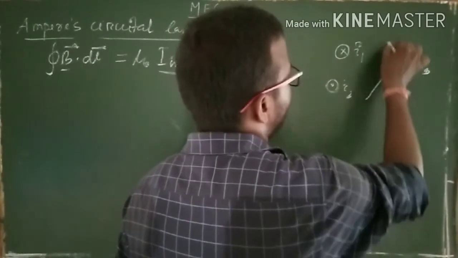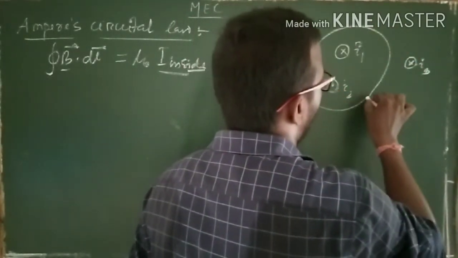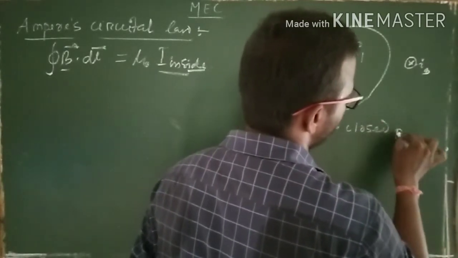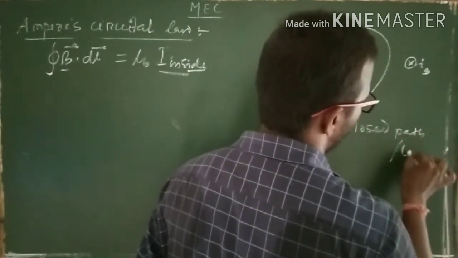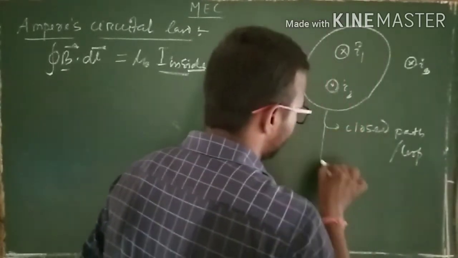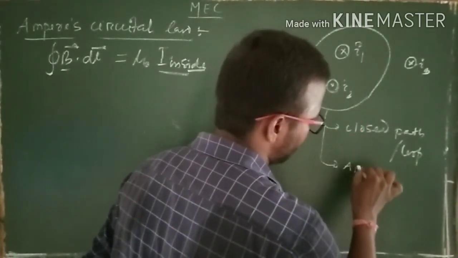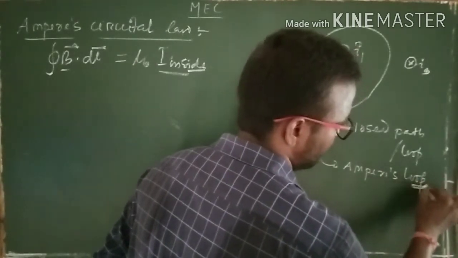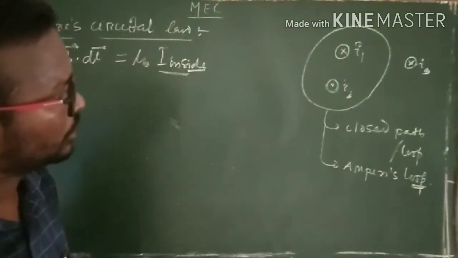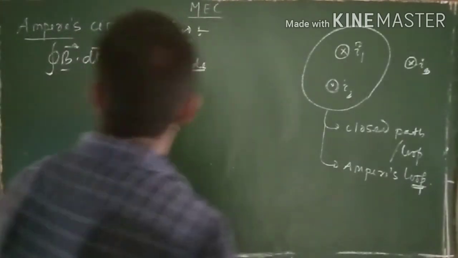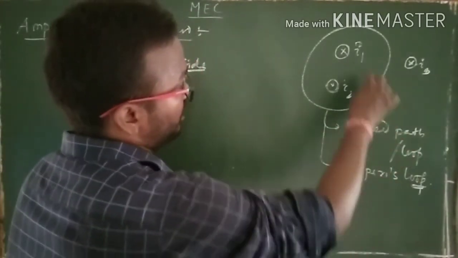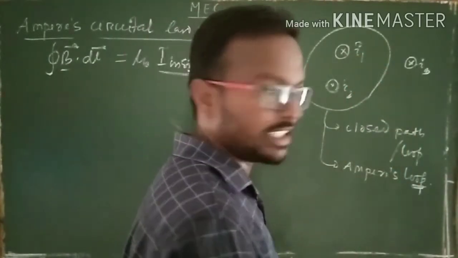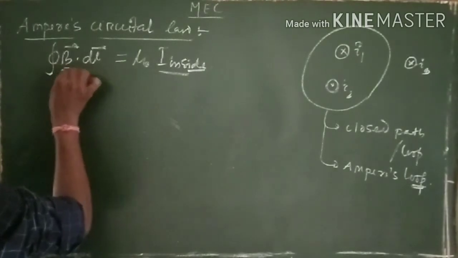Suppose this is our closed path or closed loop, and this closed path is known as the Ampere's loop. Clear? Okay, now look at the diagram. There are currents I1, I2, I3, in the inward direction, outward direction, and inward direction. Clear? So first we have to know what is the value of B.